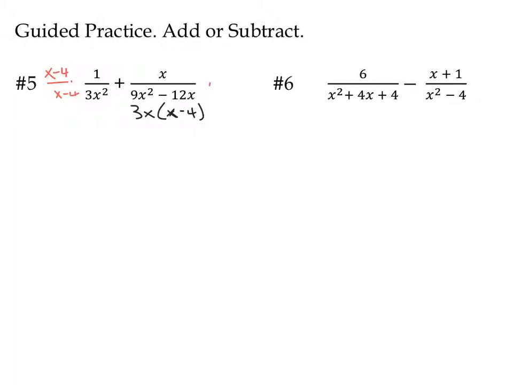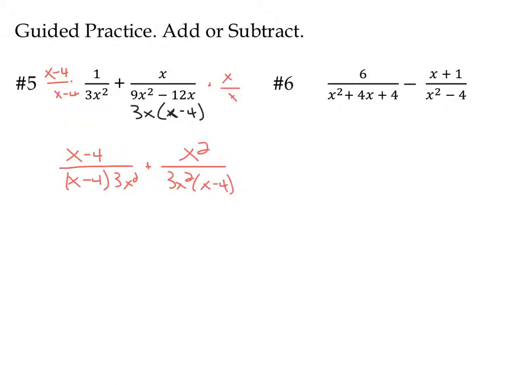All right, and then the second fraction, we need to multiply by x over x because we needed it to be an x squared. We have a 3x there, but not an x squared. Okay? So now we're going to get x minus 4 over x minus 4 times 3x squared plus x times x is x squared, and we'll have 3x squared and x minus 4.